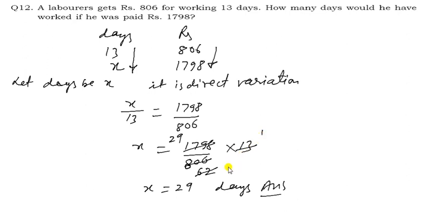Yes, 13 1 ja 13 and 13 6 ja 78 and 13 2 ja 26. And now 62, so divide करेंगे ये, it becomes 29. So 29 days will be your answer. That is your answer. Now come to the next question.